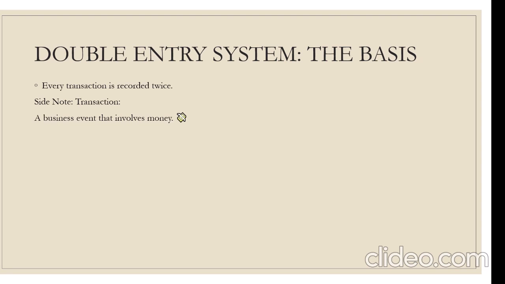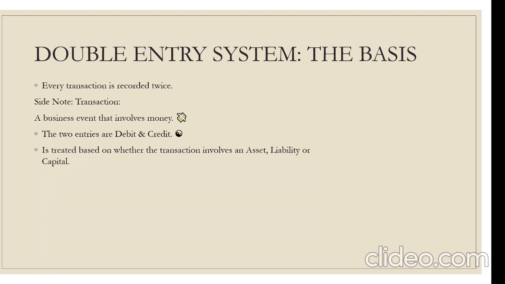Now back to the double part. So remember that I said that transactions are recorded twice. There are two entries: debit and credit. It's like the yin and yang. Plus and minus. Opposites in the mathematical sense. Based on whether a transaction involves an asset, liability and/or capital.